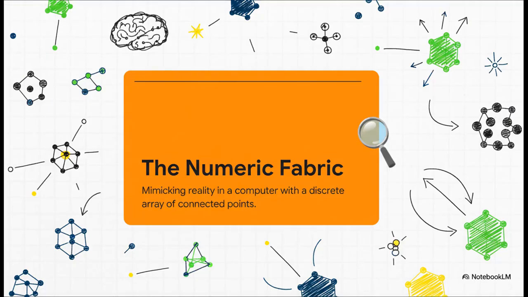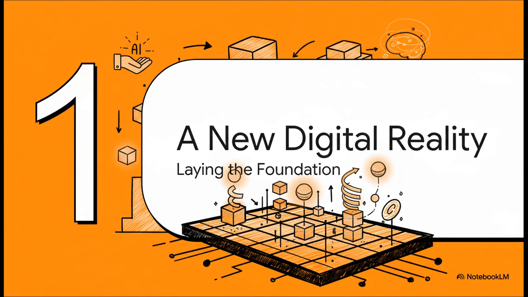So, what is this thing exactly? Well, at its core, the Numeric Fabric doesn't start with all the complex equations of physics we know. Nope. Instead, it starts with something way simpler. It's just two things: a massive, massive grid of individual points and the rules that tell them how to connect to each other. To really get a handle on how this works, we're going to build one ourselves step by step. First things first, we've got to lay the foundation for this brand new digital reality.